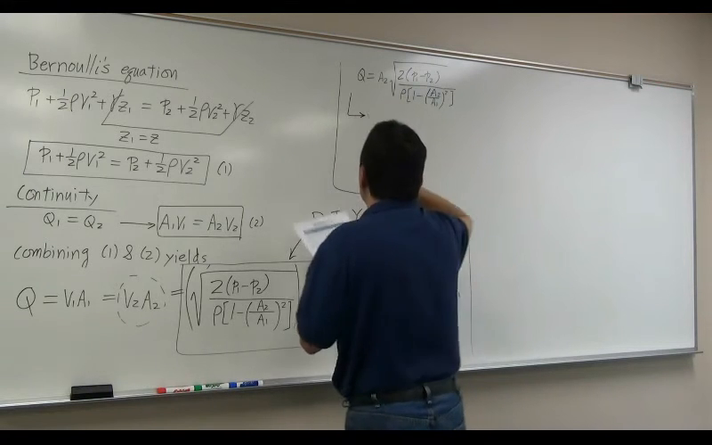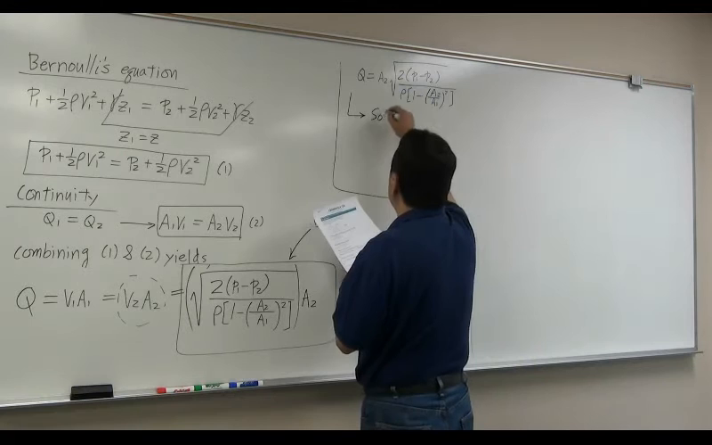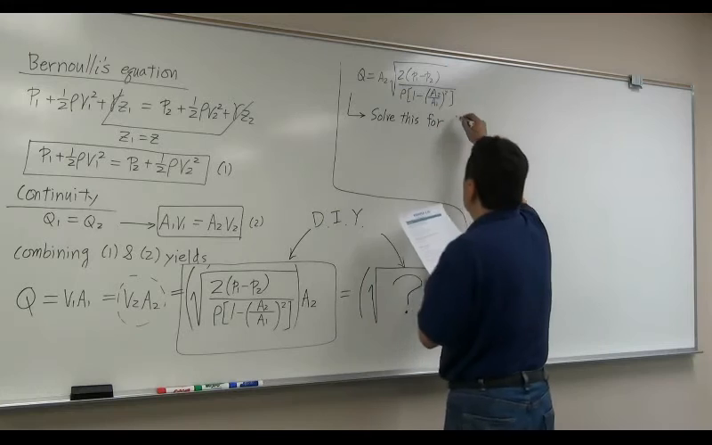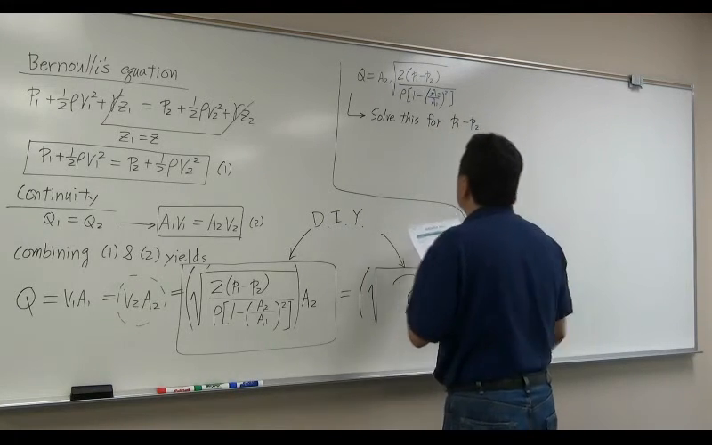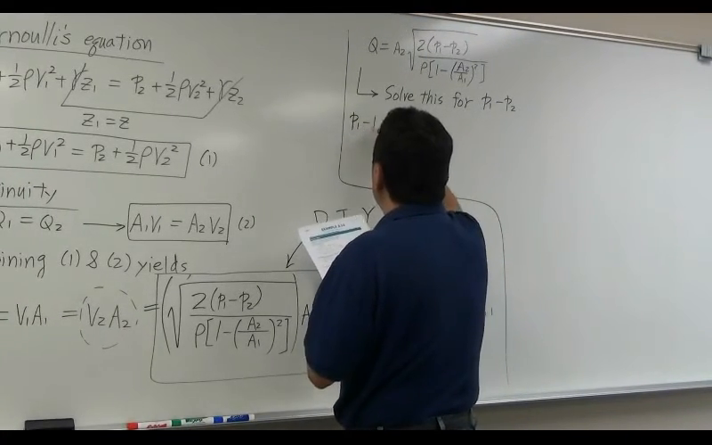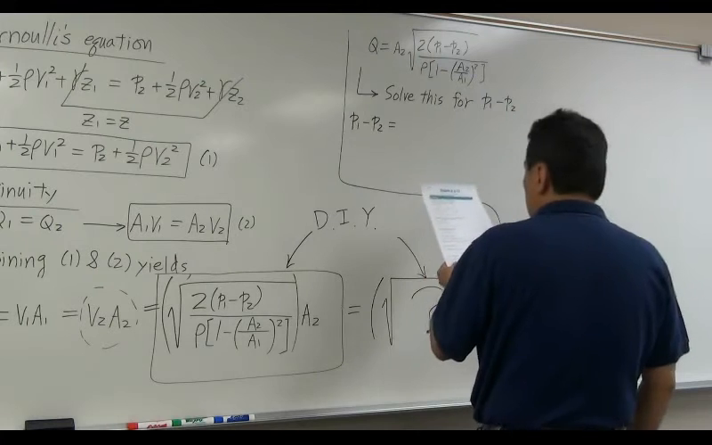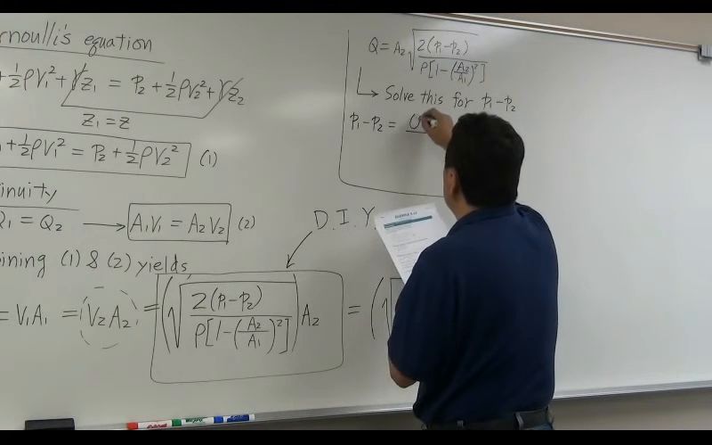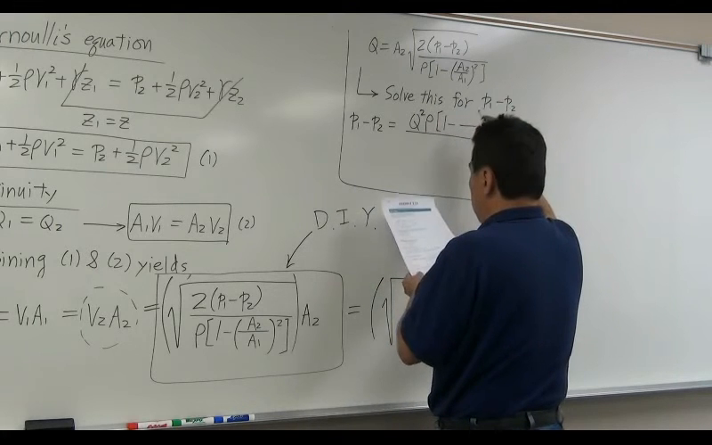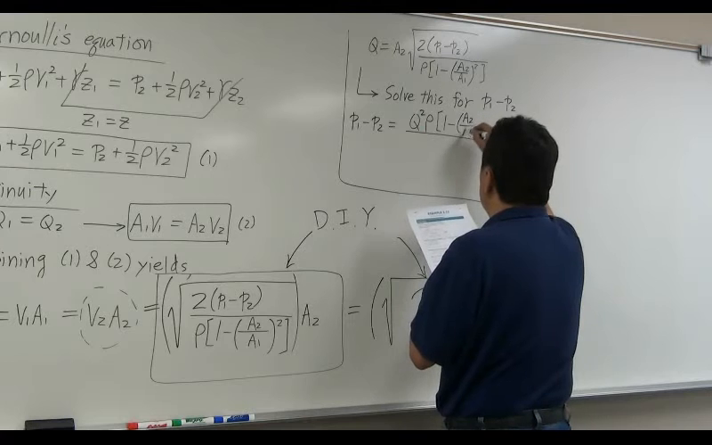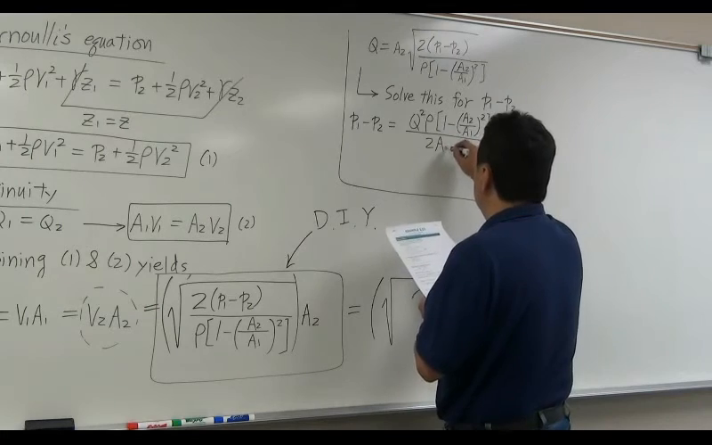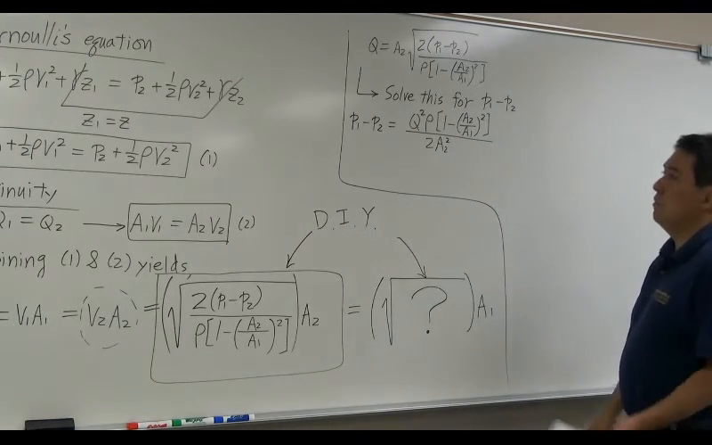I'm going to change the form of this equation. Let's solve this for P1 minus P2. Okay? So P1 minus P2, this is the pressure difference, is equal to flow rate Q square times rho times (1 minus (A2 over A1) square) divided by 2 times A2 square. So it's just a change of form of this equation.